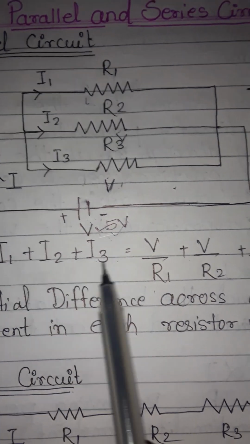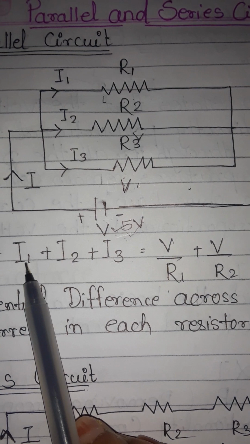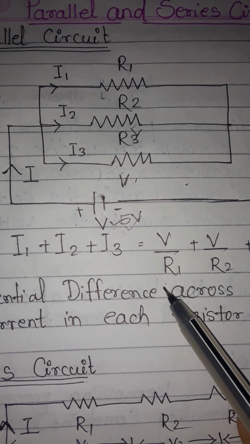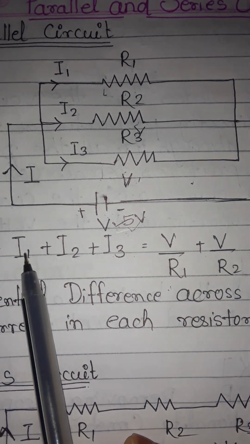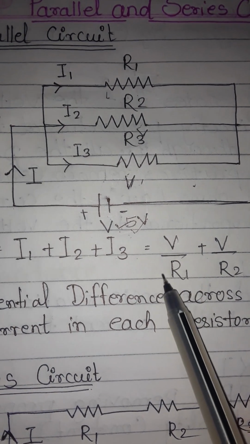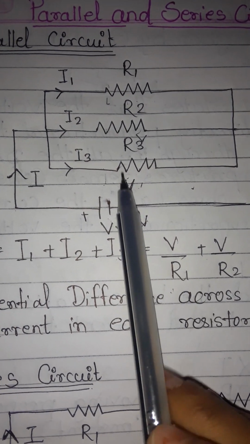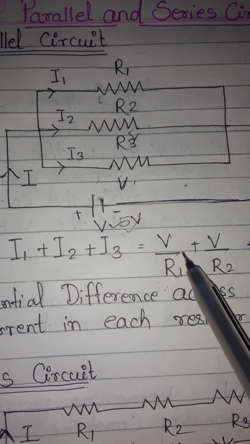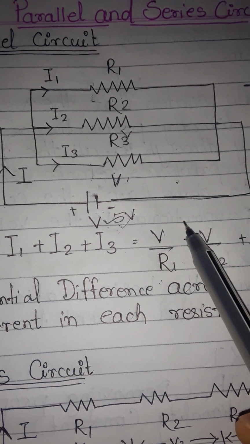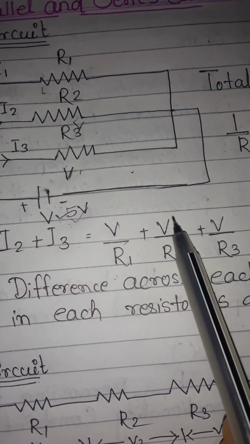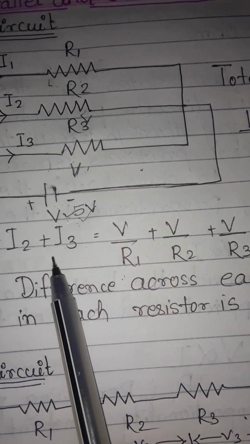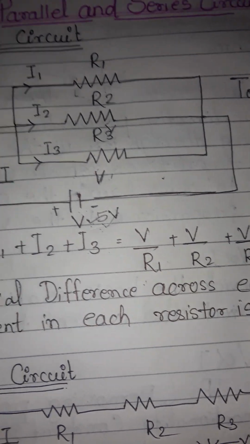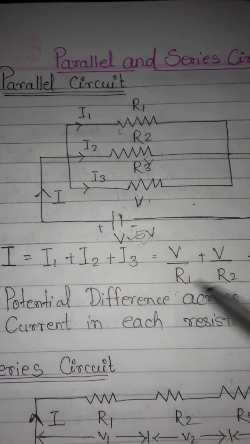Then for I1, as we know the formula of current is V by R, it will be V by R1, because the voltage is the same across each resistor, so we are taking the same voltage constant. Then for I2 it will be V by R2, and for I3 it will be V by R3. So this is all about the parallel connection.